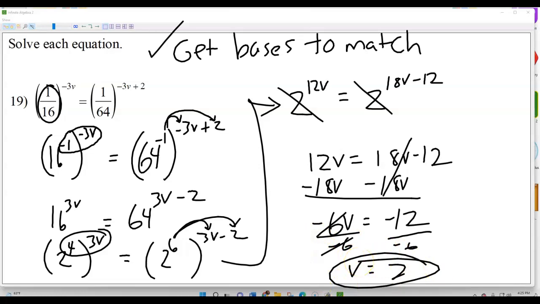And I end up with v equals 2. So the main step here is to get the bases to match. You'll also notice that I got rid of the fractions at the beginning by giving them negative powers, but that's the basic idea. All right.